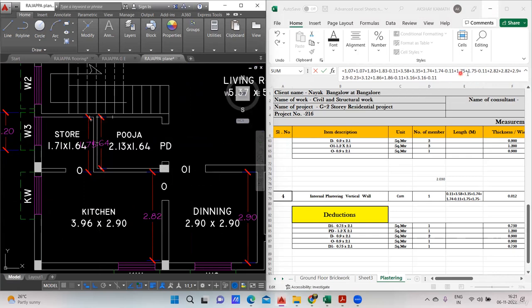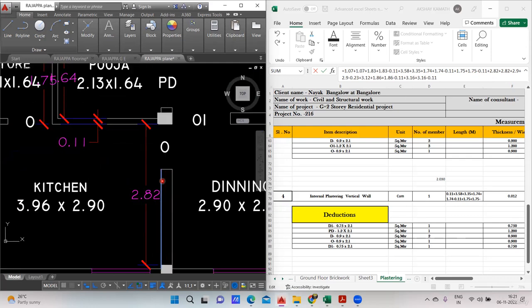So 1.75 plus 1.75 minus 0.11. You can see minus 0.11. Or if you do 1.75 minus 0.11, you'll get how much? 1.64. Directly you can mention 1.64 also. This also will give you 1.64.